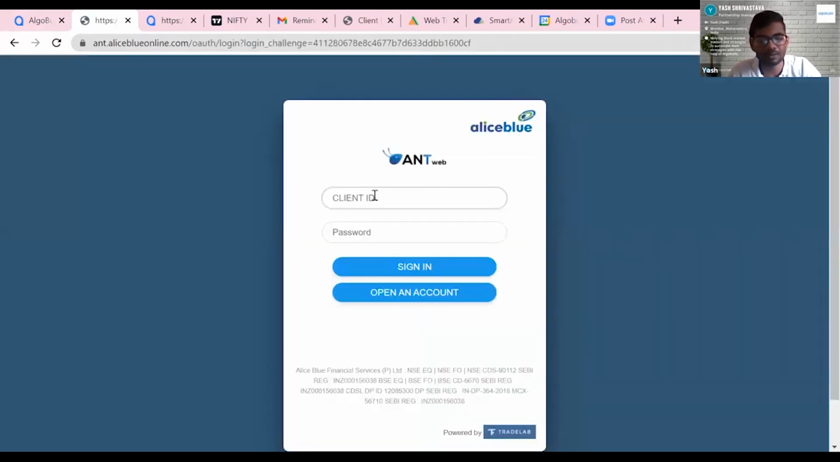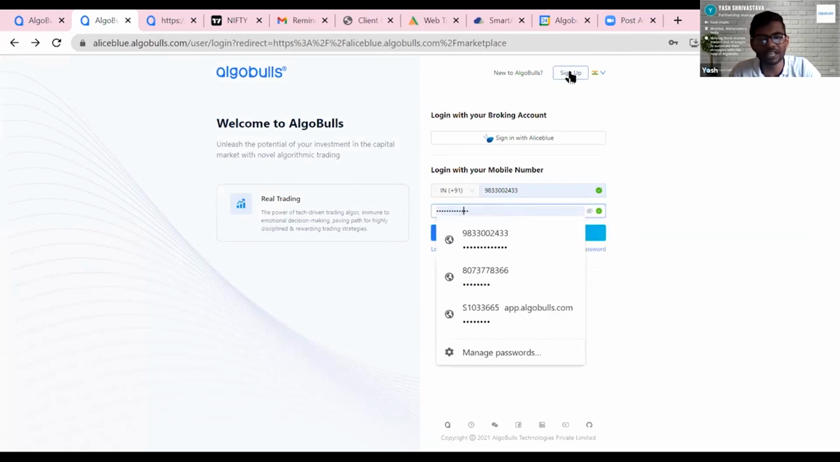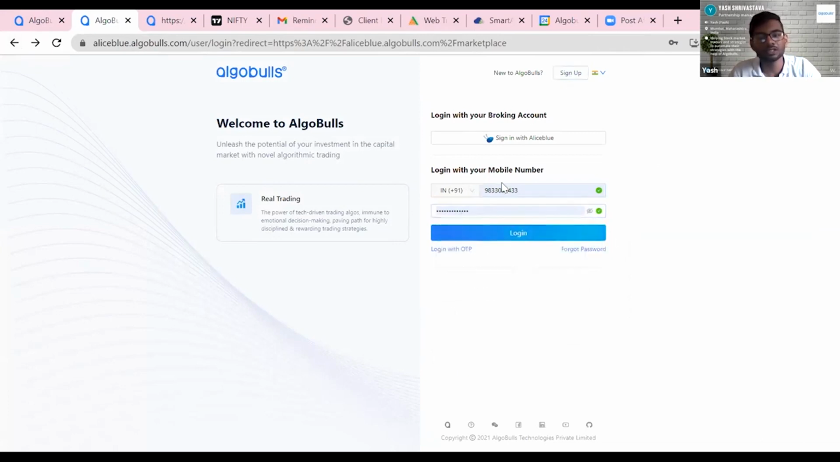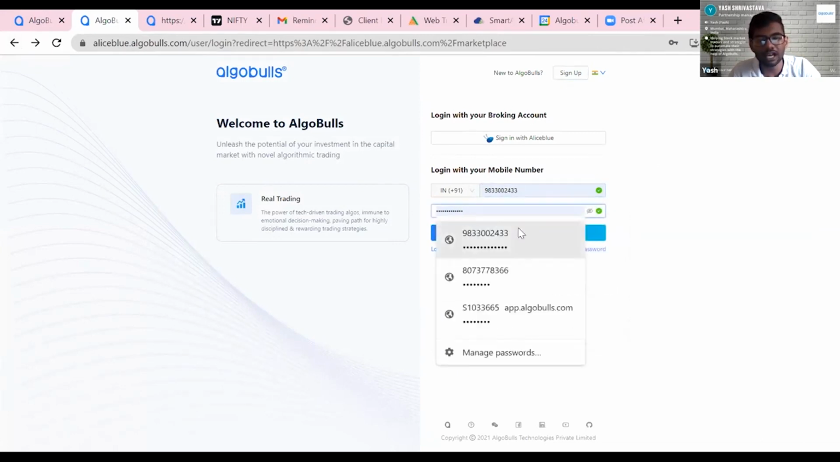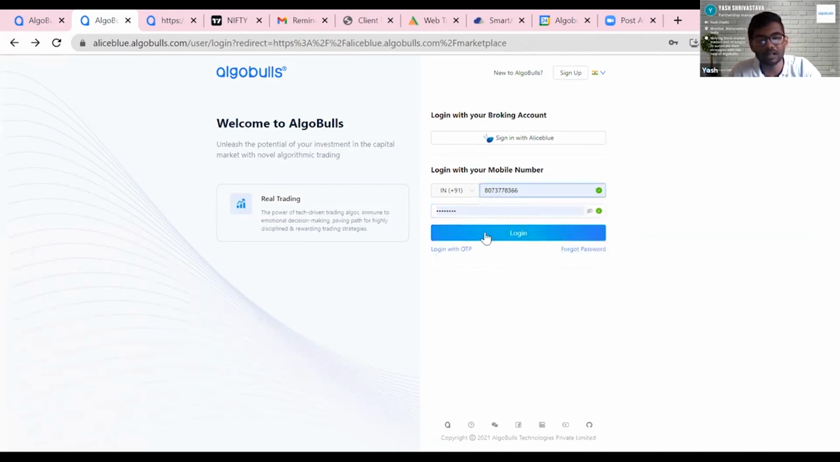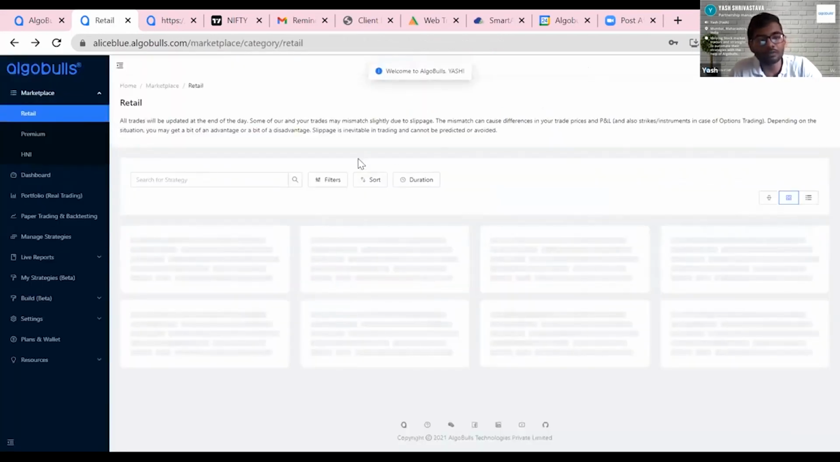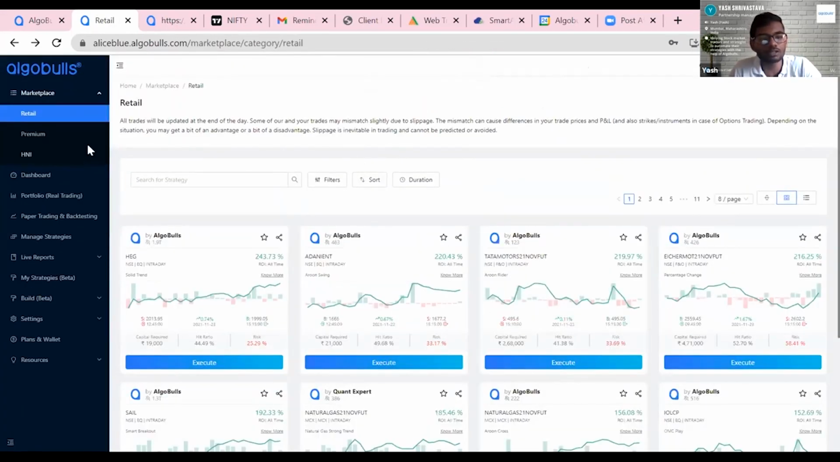Either you can sign in with Alice Blue as a broker by entering your client ID and password, or you can log in with your existing AlgoBulls ID, or you can sign up and create a new ID. Since I already have an account with AlgoBulls, I'll be logging in directly. And the moment I log in, I'm going to find a buffet of strategies in front of me, which I can take trades on.